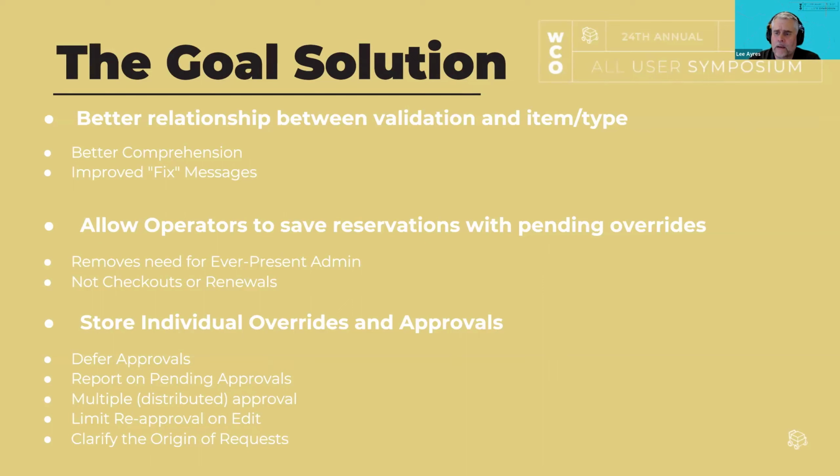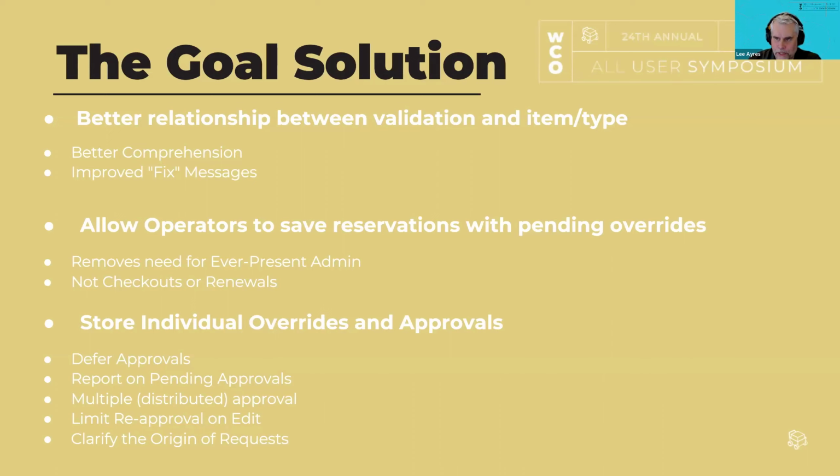The second big change that we're looking to make is to allow operators to actually save a reservation, even if they don't have the overrides. That would allow them to save it as a reservation, but not pick it up. The pickup would still require an override, so the equipment couldn't go out until the override was done. And this would, again, remove that need for an ever-present admin. You can have reservations that are pending override approval. Again, this would not apply to checkouts, and it would not apply to renewals. Anything that is actually circulating equipment is not going to be impacted.